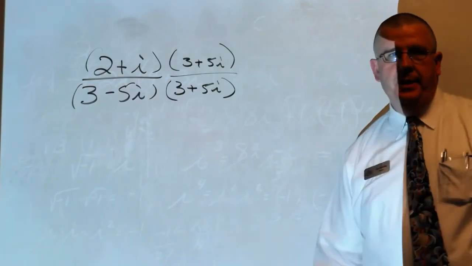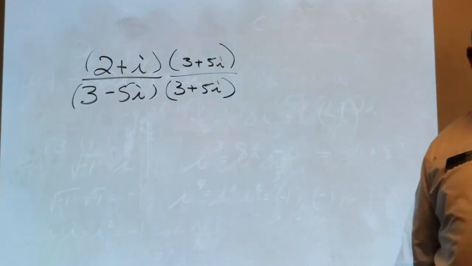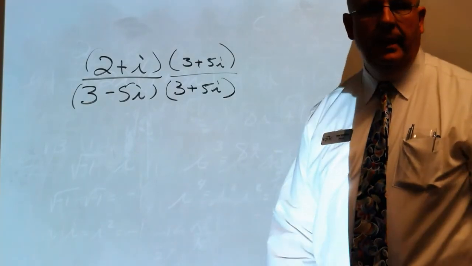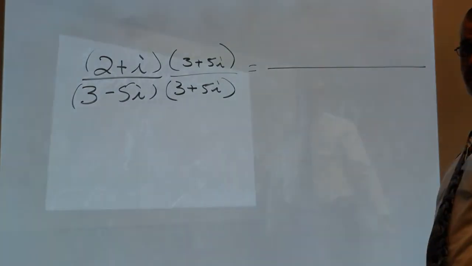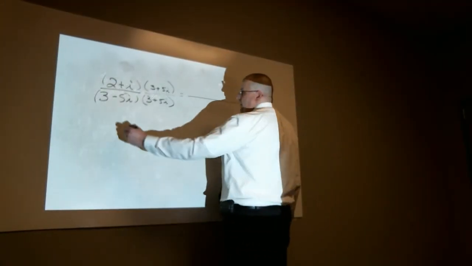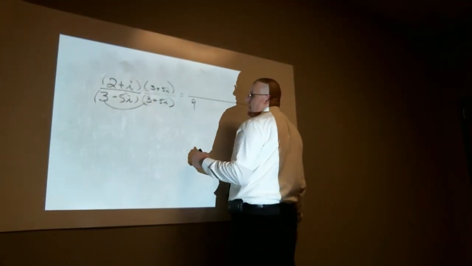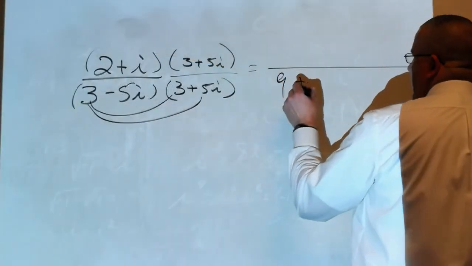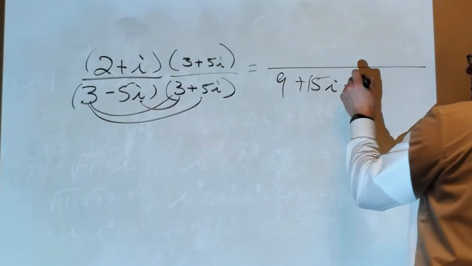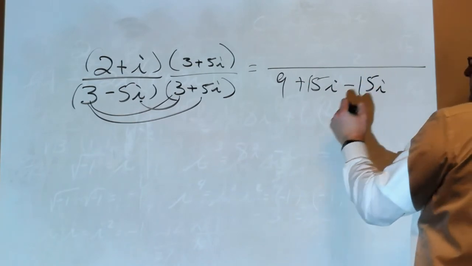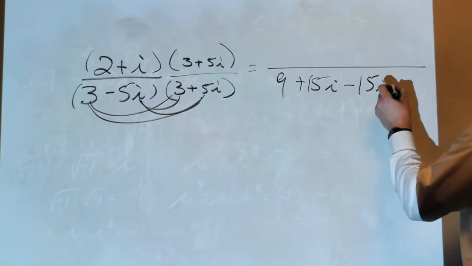Now we're going to FOIL these out. Remember we had two binomials multiplied by each other and you FOIL them? I'm going to use the FOIL method on both the numerator and the denominator. I'm going to do the denominator first. First times first is 9. 3 times 3 is 9. Outer is 15i. Inner is a negative 15i. See that middle term is going to go away? And the last is going to be a negative 25i squared.